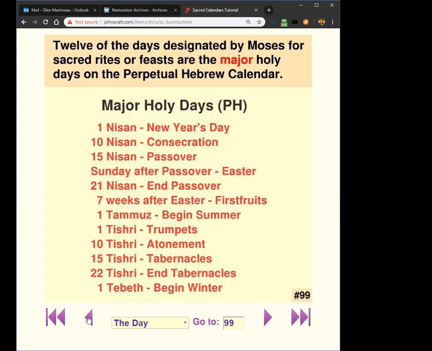Passover: the first coming of Christ is tied to Passover. A lot of things will happen on Passover. The second coming is tied to tabernacles. This is the middle of the year. This is the end of the year. So there's some more background on the holy days. Now go to slide 99.